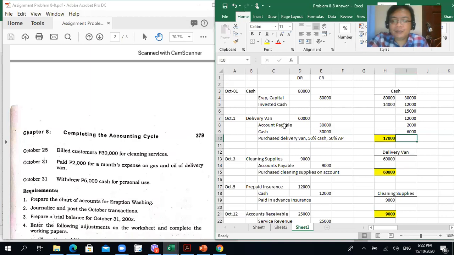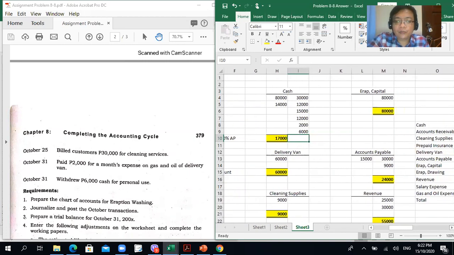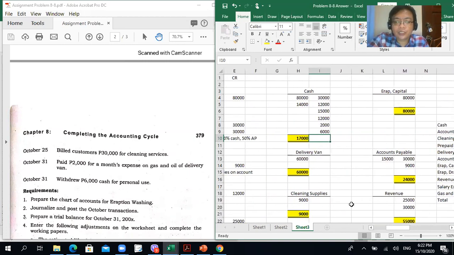So far, malinaw ba? So we are done with journal entries and we are done with the ledger. In terms of ledger, if we debit, we add all of this, then we minus the credit. Why? Because asset has a normal debit balance. So you add all the debit, you minus all the credit. Also, delivery van, walang problema. Only one account. So, yun yung balance mo.